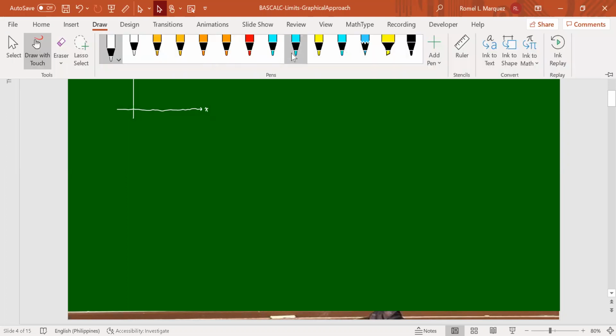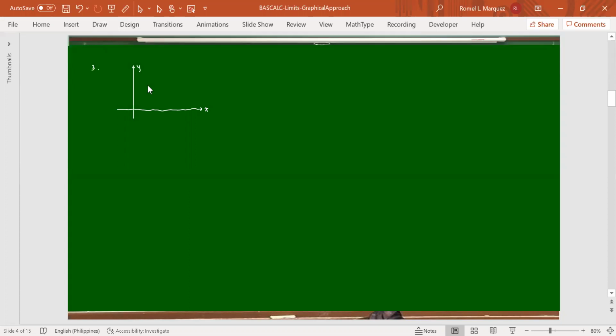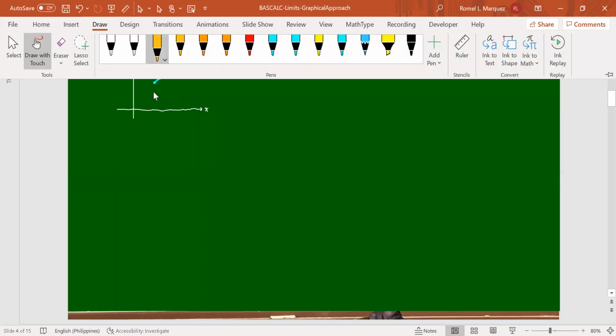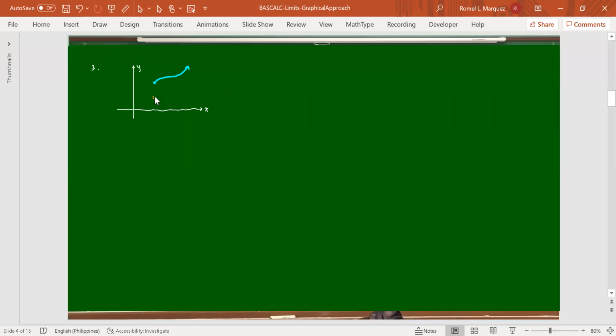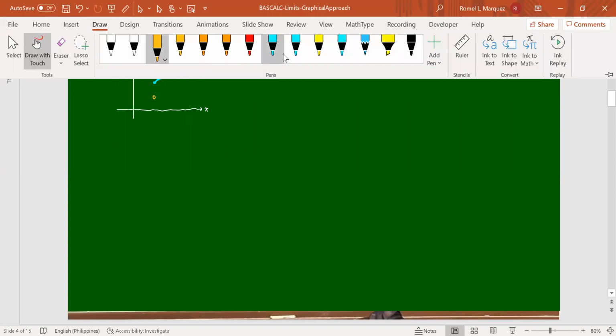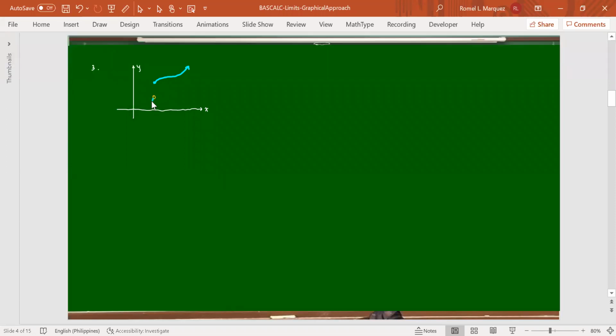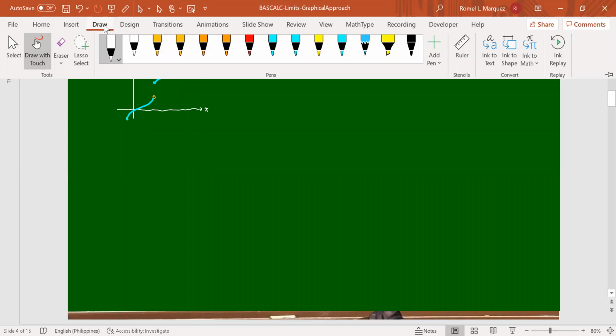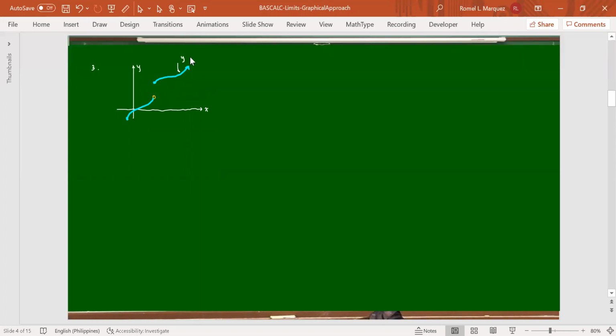Let's say I have this graph, because later we will no longer have the graph. We will be finding the limit without the graph anymore, given the function. Let us consider this graph. I have a value here, a hole there, and then it goes down there. So this is the graph of my function, y equals f of x.